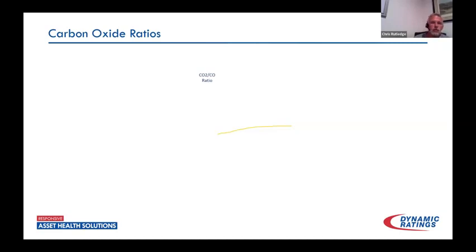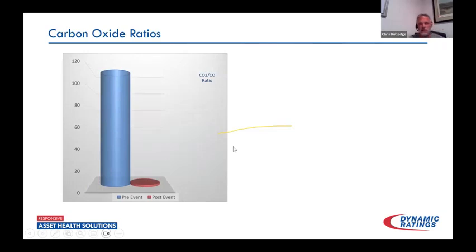So looking through the DGAs, it became pretty apparent, and this is something I'm saying not just in these two but through many transformers over the years, were CO2 to CO ratios. So CO2 divided by CO. When we look at that ratio for the one on the left, and now this is in a nitrogen blanketed transformer as well, so that's something else that will affect what these ratios look like, this transformer was running around 120 to 1. Initially, after the event, we're looking at about 2 to 1.